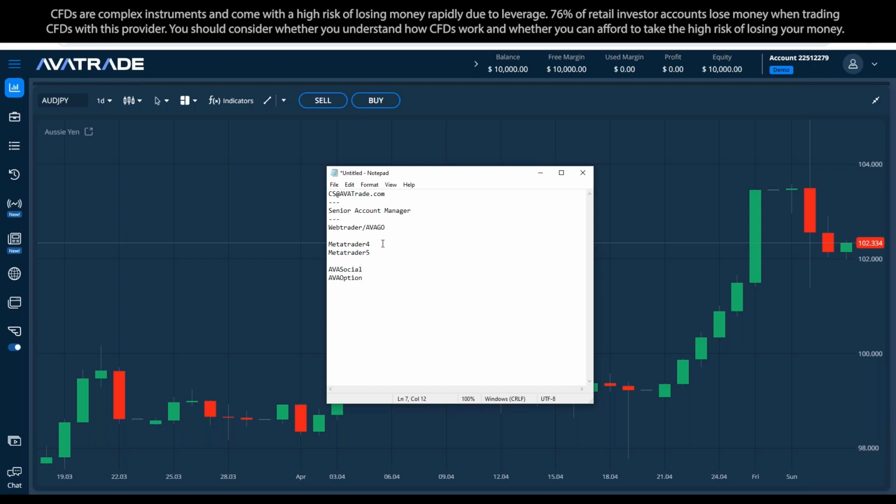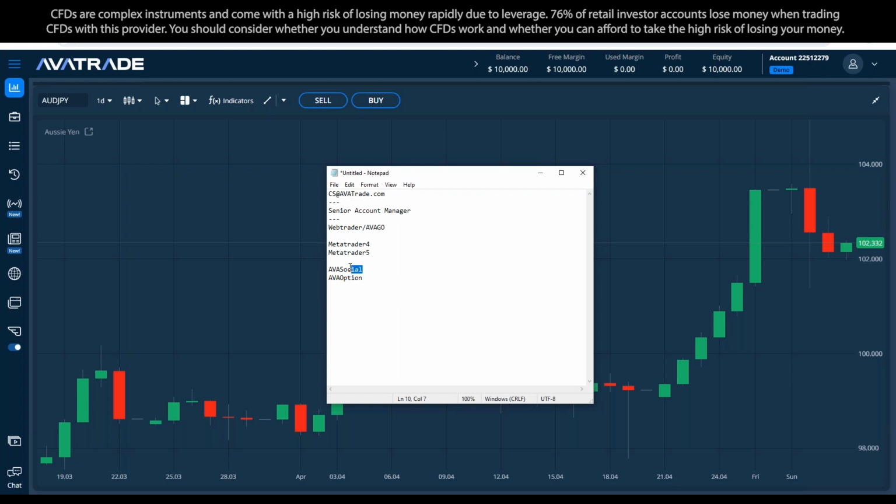Therefore, whatever I do on MT4 is going to reflect on the web trader, and whatever I do on MT5 is going to reflect on the web trader and vice versa. So I can basically trade whatever I want. I can also analyze here and execute here. You understand the idea, and that's very, very convenient.